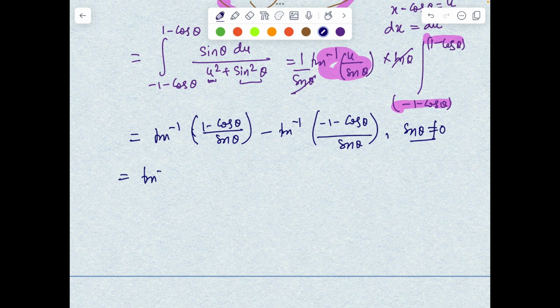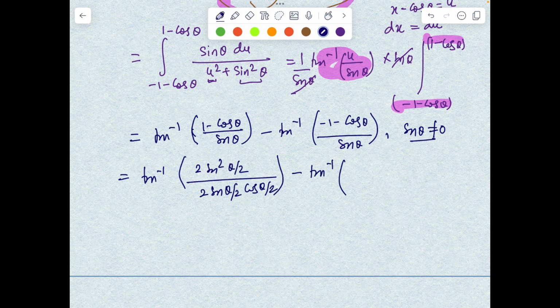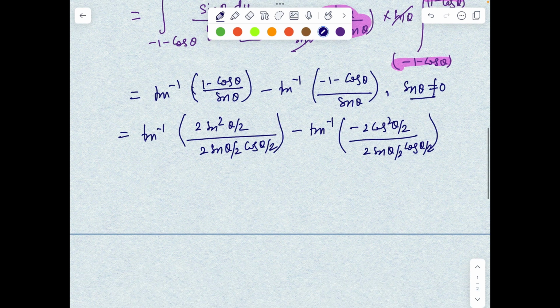Now this we can further manipulate. 1 minus cos θ can be written as 2 sin square θ over 2, divided by sin θ, which can be broken down to 2 sin θ over 2 cos θ over 2. And the other expression can be written as minus 2 cos square θ over 2 by 2 sin θ over 2 cos θ over 2, by the basic trigonometric identity. And now we can cancel 2 sin θ over 2 from both sides, 2 cos θ over 2 from both sides. So the first expression goes to tan inverse of tan θ over 2 minus tan inverse of minus cot θ over 2.